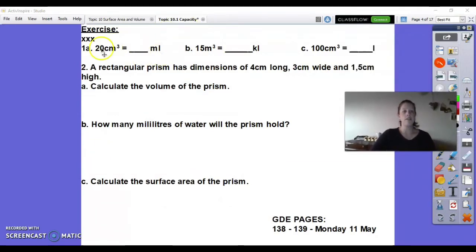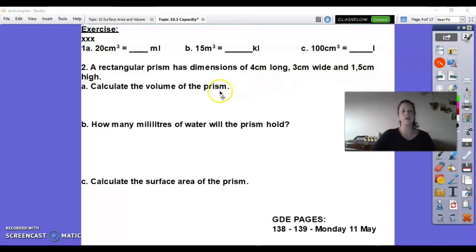I've asked you question 1A, B, and C. You need to convert between centimeters cubed to milliliters, or meters cubed to kiloliters, and centimeters cubed to liters. The second part of the question is a problem sum where you have to calculate A, B, and C, and it gives you the dimensions of a rectangular prism, that it has the length of 4 centimeters, a width of 3 centimeters, and the height of 1,5 centimeters.